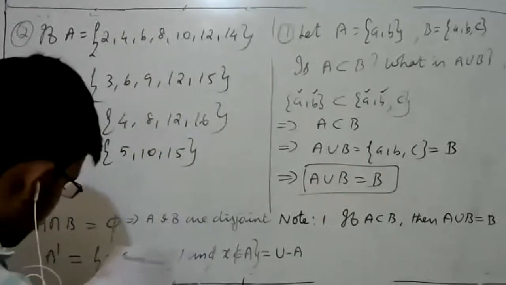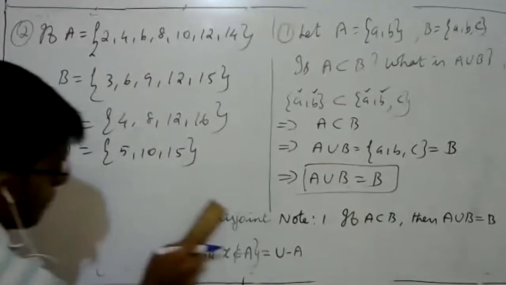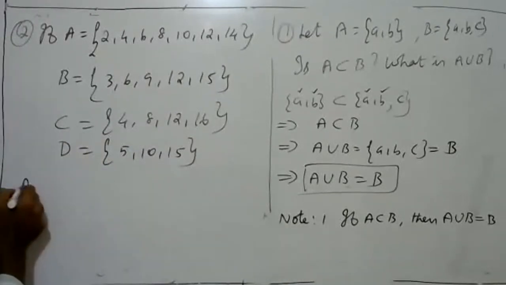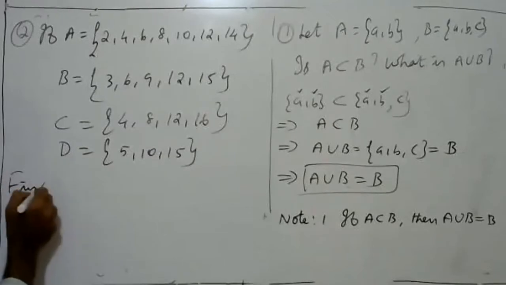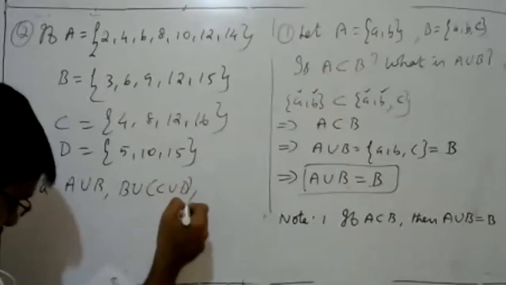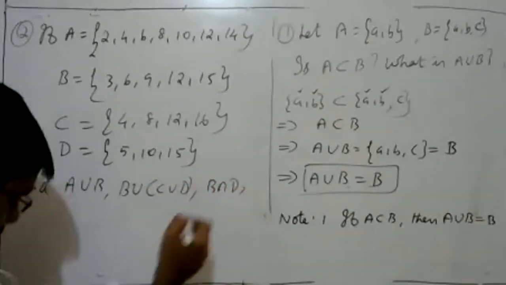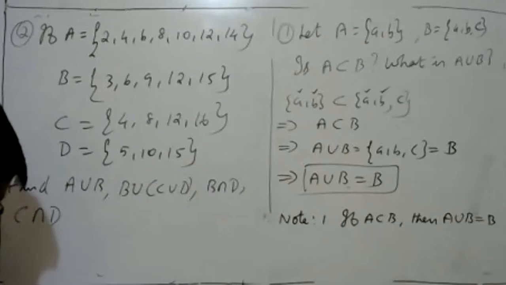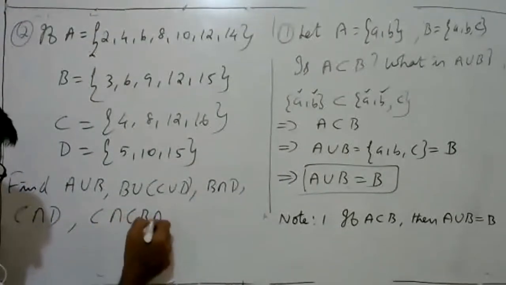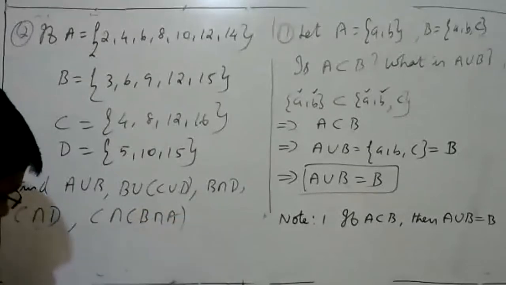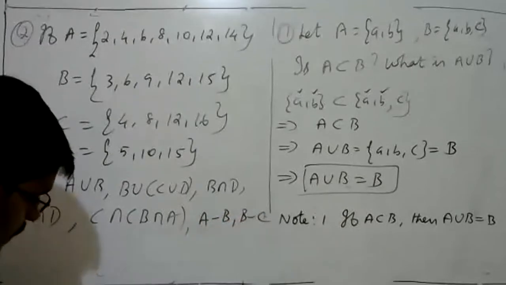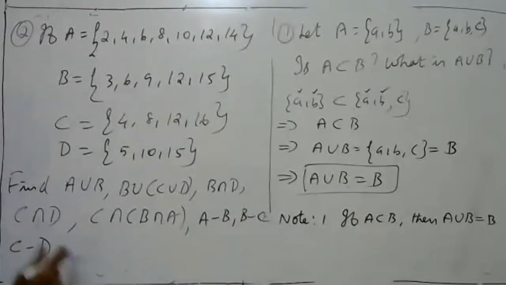The question is, look at the question: find A union B, B union C union D, B intersection D, C intersection D, C intersection B intersection A, and A minus B, B minus C, and C minus D.